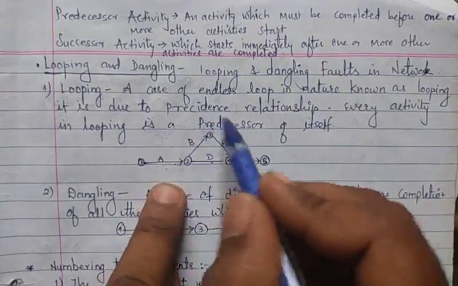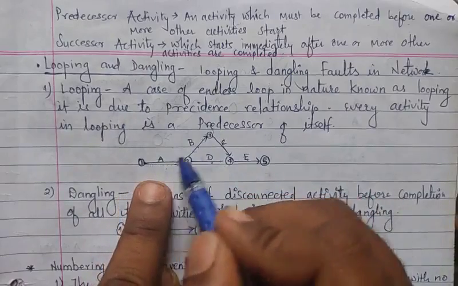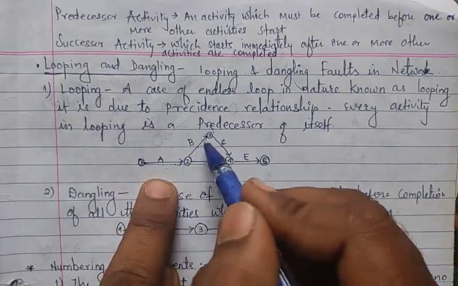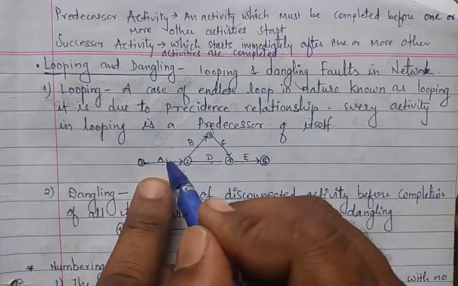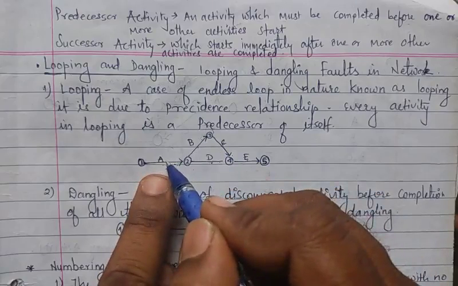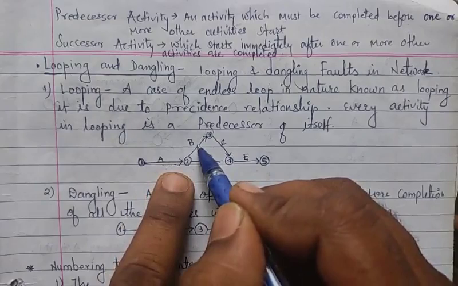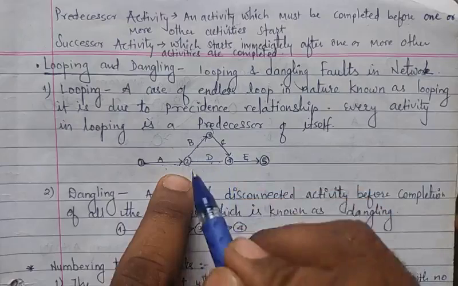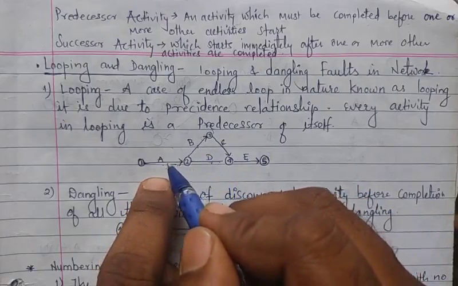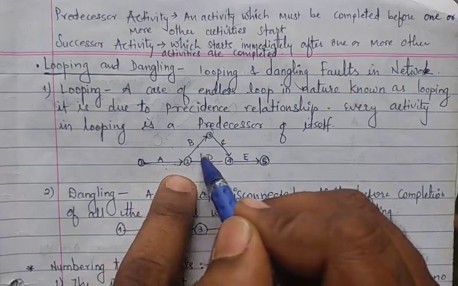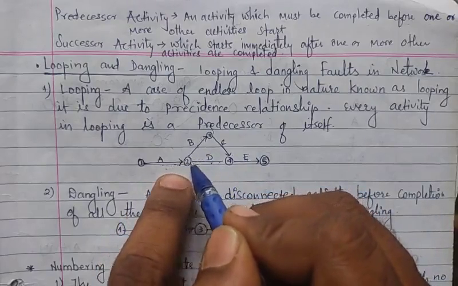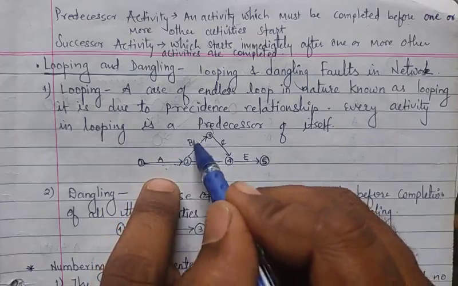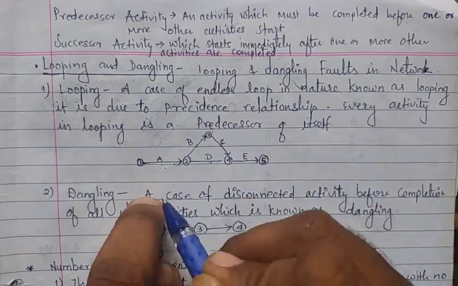Now in this example network diagram, if we consider the first two activities, after completing the first activity, it starts the second activity B. Which means, in these two activities, A is the predecessor activity and B is the successor activity. After completing the first activity, it starts the second activity. So here, an activity which must be completed before one or more other activities start is called a predecessor activity. Here A is the predecessor activity, and B and D are the successor activities of A.